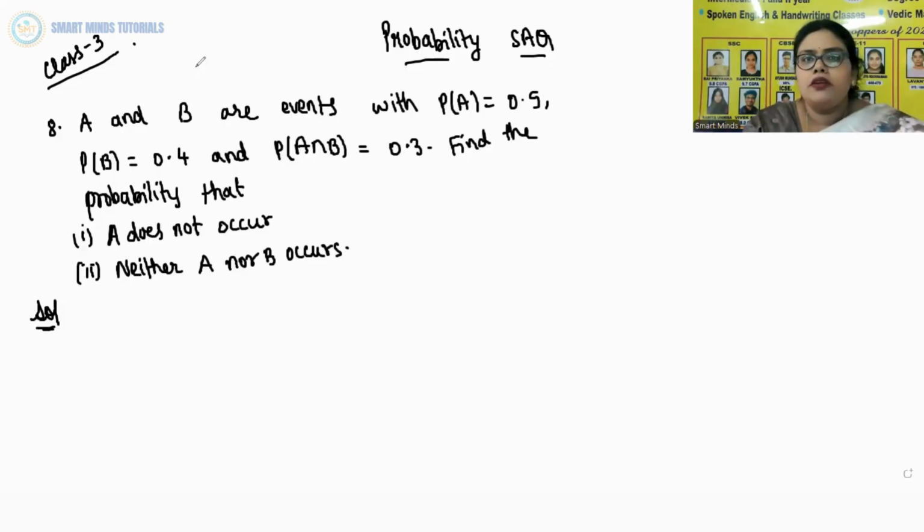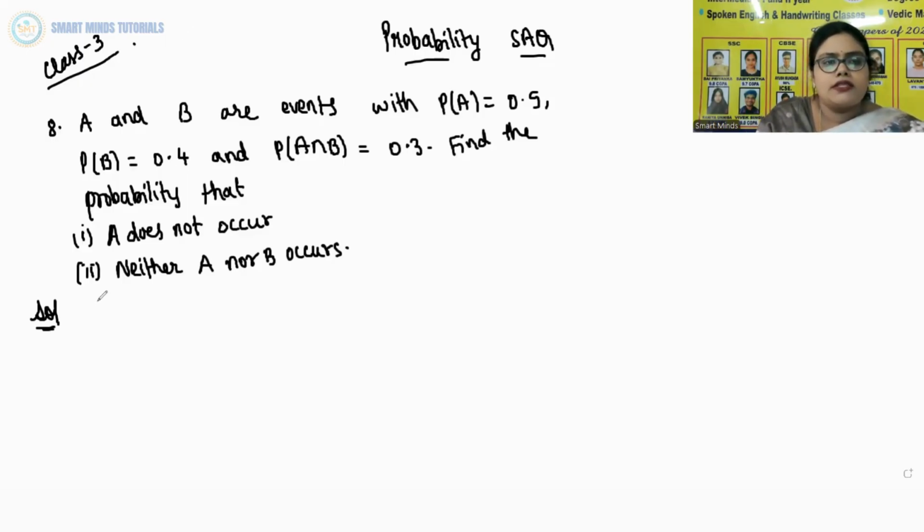Now let us continue with probability SAQs from Maths 2A. So the next question is: A and B are events with P of A is equal to 0.5, P of B is equal to 0.4 and P of A intersection B is equal to 0.3. Find the probability that first bit, A does not occur, second bit, neither A nor B occurs.